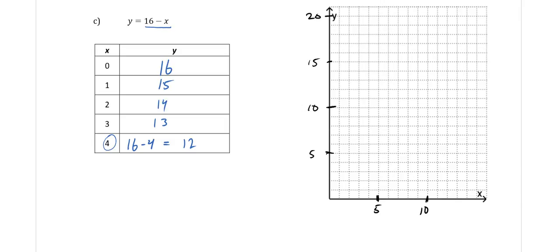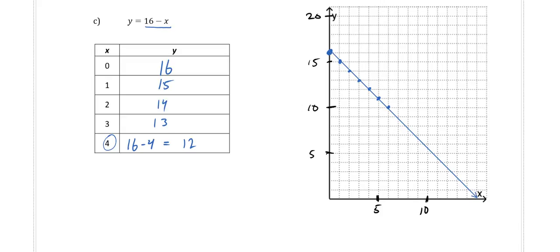So this rule tells me I start at 16 and I go down by 1 every time. So down 1, down 1, down 1, down 1. Every time I go over, I go down 1. And this graph is going to eventually get to 0.